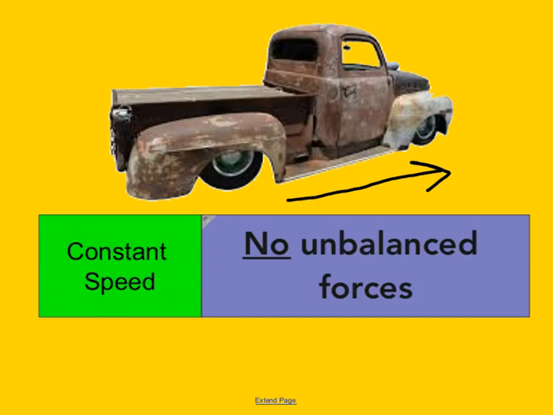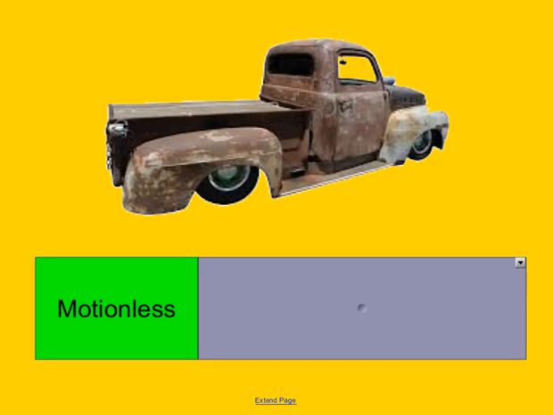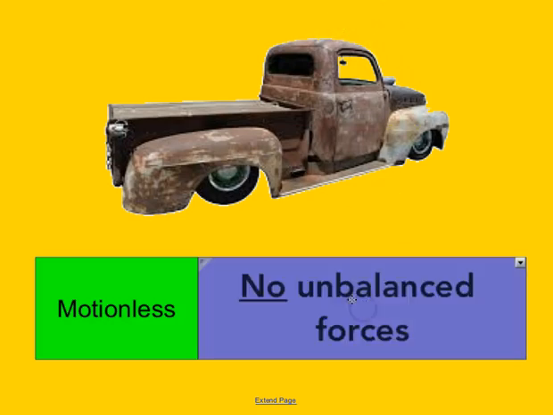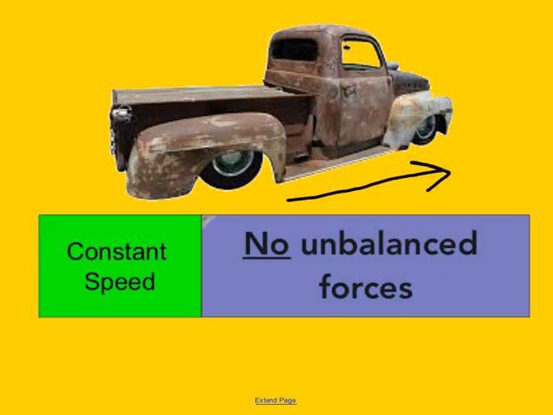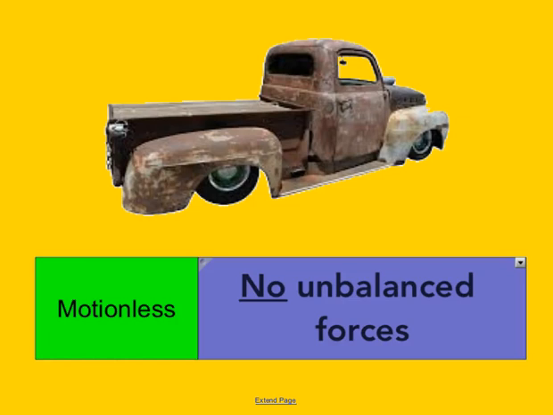Well, let's look at another scenario. How about if something is motionless? Well, this might be the easiest one. In our last test, we talked about a rock that's not moving. So would you have to have balanced forces here? Yeah. So we've talked about this. There can be no unbalanced forces. In other words, the forces have to be balanced in order to get motionless. So it's the same thing for this right here. No unbalanced forces for constant motion or motionless.